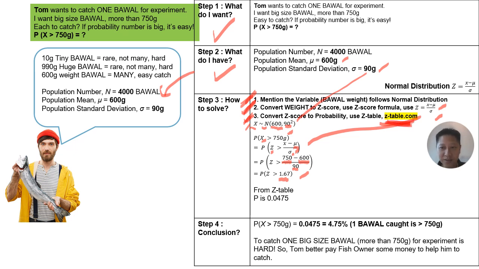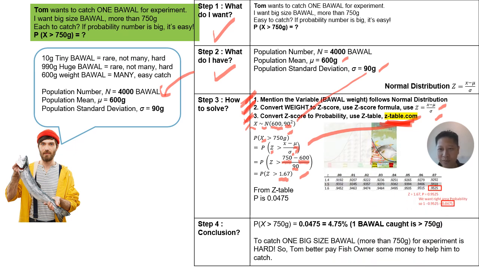One of the resources to get the Z table is z-table.com. So the Z table will be like this. Now we want to identify where is Z 1.67. Z is 1.67 here.